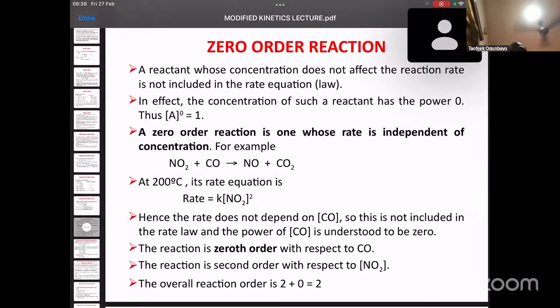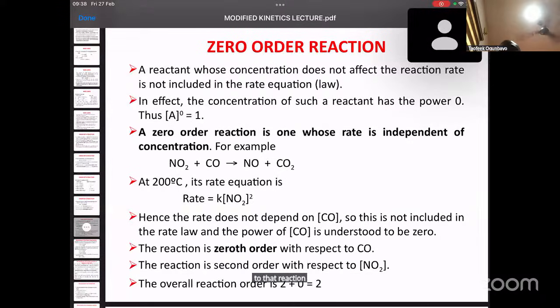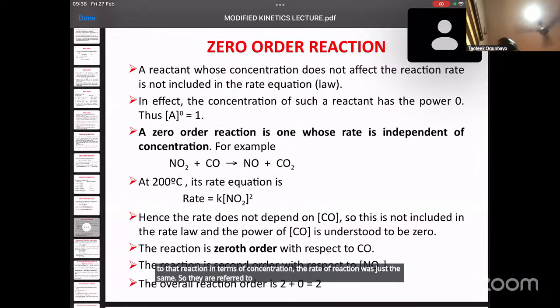Thus, when you raise them to the power of 0, that makes them 1. So that means they disappear completely. So a zero order reaction is one whose rate is independent of concentration. So when you say a reaction is a zero order reaction, what you're saying is that it doesn't matter what you do to that reaction in terms of concentration, the rate of reaction will still stay the same. So they are referred to as zero order reaction. It means concentration has nothing on that reaction.